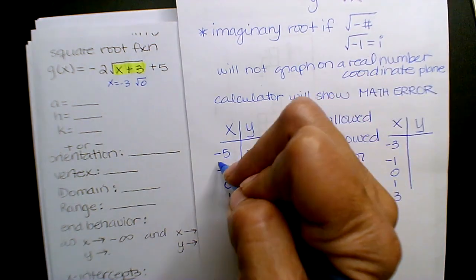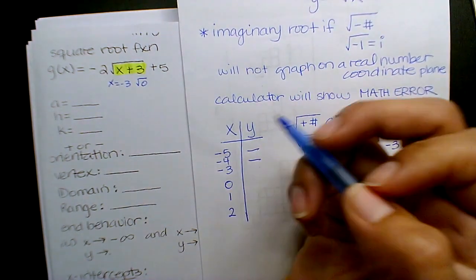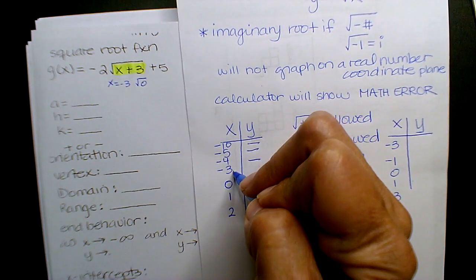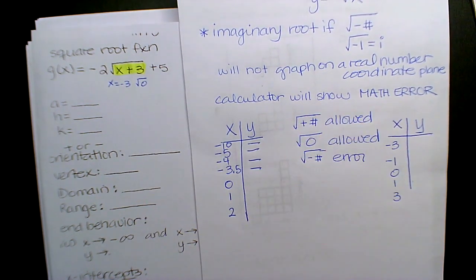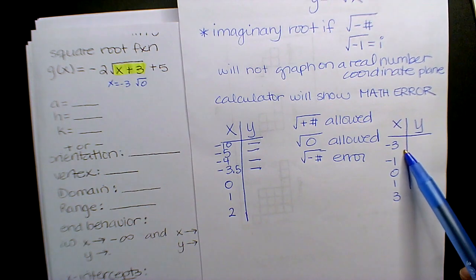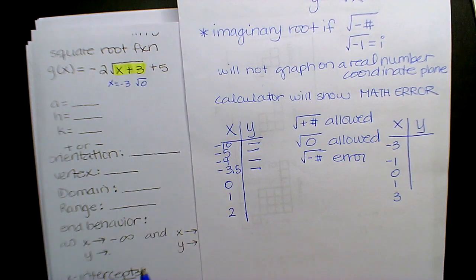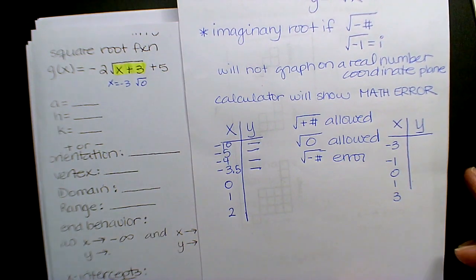Okay, if I had a -4, I would get math error. If I had -10, I'd get math error, right? If I had -3.5, I'd get a math error. You have to first start your critical point at where the radicand is equal to 0. Fair? Okay, I'll stop it here.